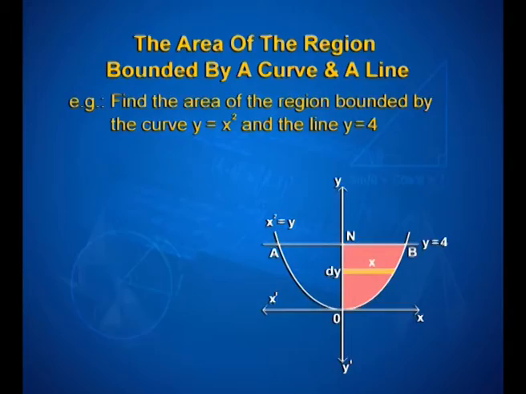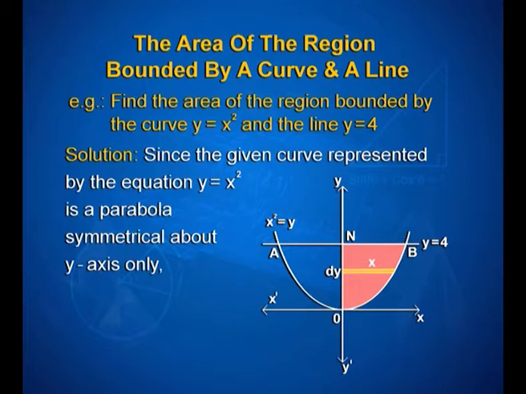Now, let us look into the area of the region bounded by a curve and a line. Here, we will learn to find the area of the region bounded by a line and a circle, a line and a parabola, a line and an ellipse. Let us see an example here. Find the area of the region bounded by the curve y is equal to x square and the line y is equal to 4.